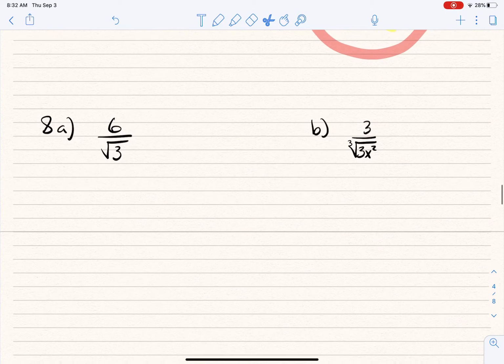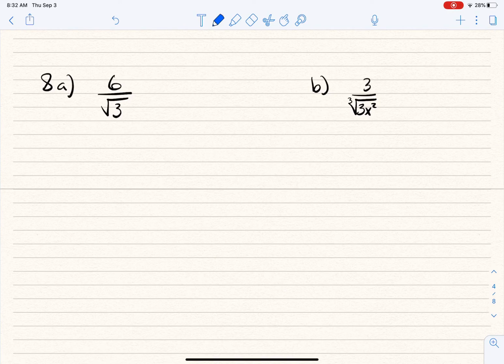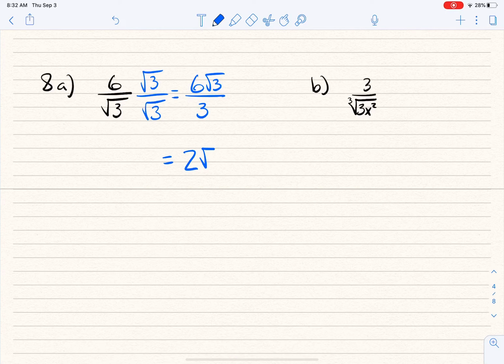So obviously this first one is just so simple. All we have to do, like we said before, is multiply the top and bottom by the square root of 3. And we get 6 times the square root of 3 over 3. And even better, some of that breaks down because 6 over 3 is 2. So it simplifies down to something that's not even a fraction. 6 over the square root of 3 is the same thing as 2 times the square root of 3. All right, now let's look at this other one.